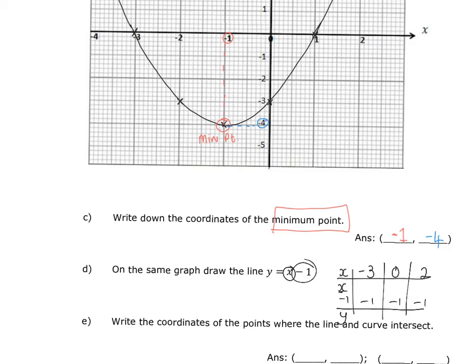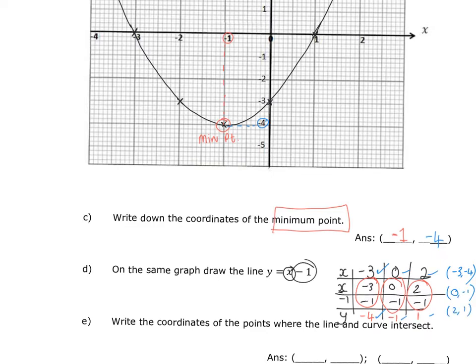Okay, and for x, we copied down the value of x. We're not changing anything. Now for y, we add x and -1 together. So -3 and -1, 0 and -1, 2 and -1. Okay, and those are the 3 coordinates, okay? We have x, y: -3, -4; 0, -1; and 2, 1.